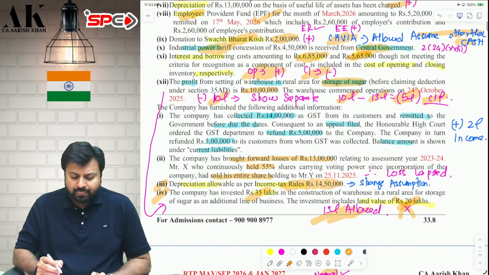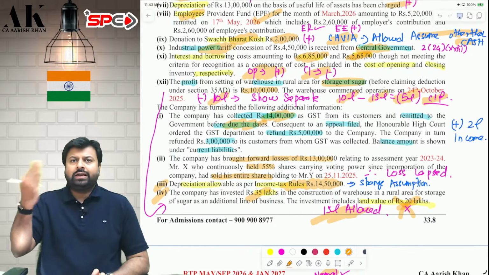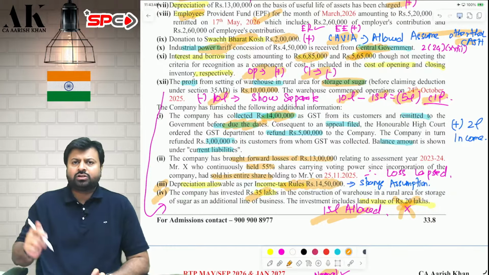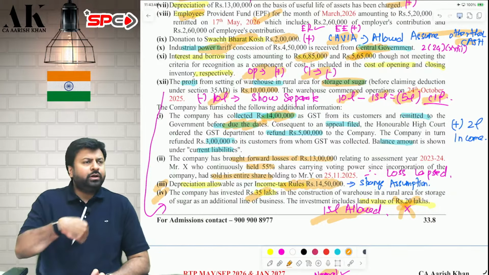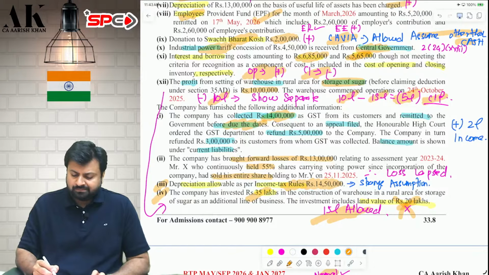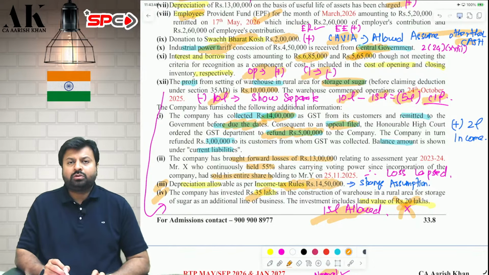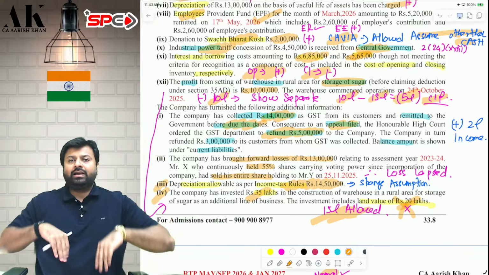Next one. You have collected 14 lakh GST from customer and then remitted to government. So 14 lakh collected, 14 lakh remitted, deduction fully allowed. Nullified. Received 14 lakh, paid 14 lakhs to government, fully allowed. Then you file an appeal to the court. The court has told the GST department to grant you refund of 5 lakhs.